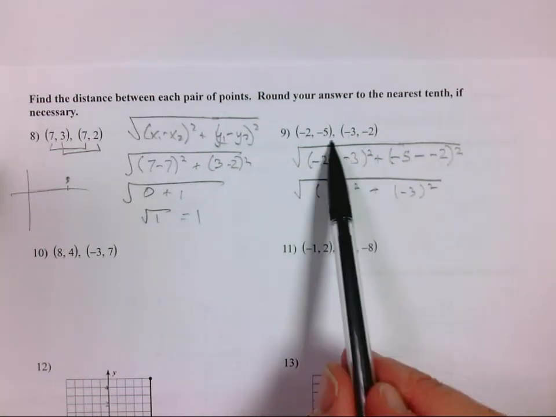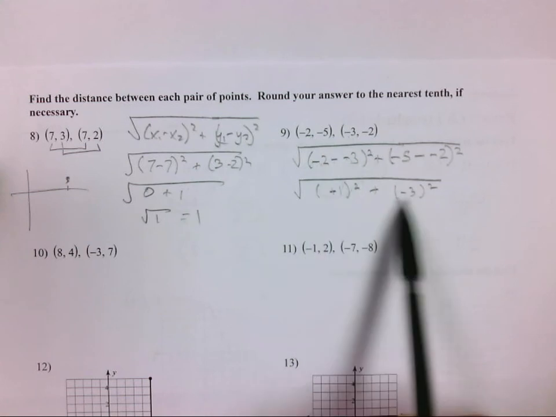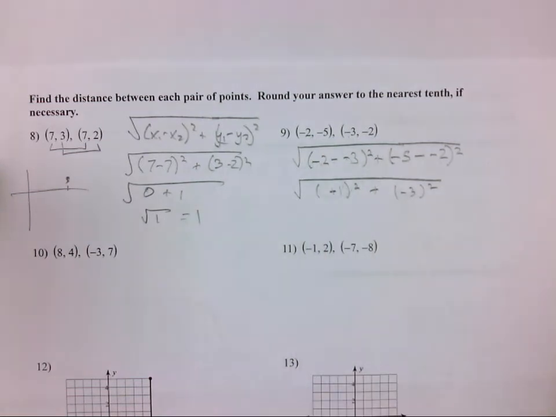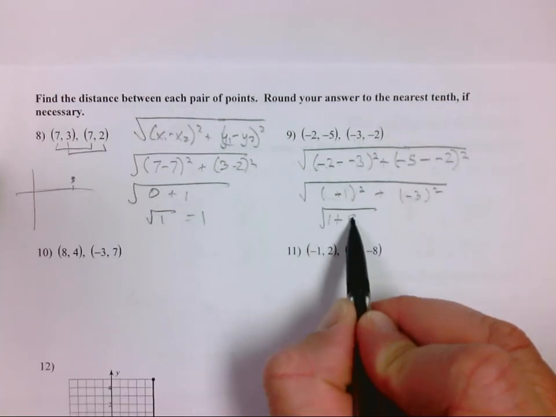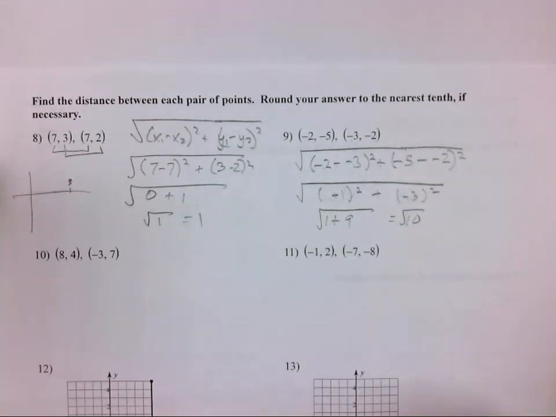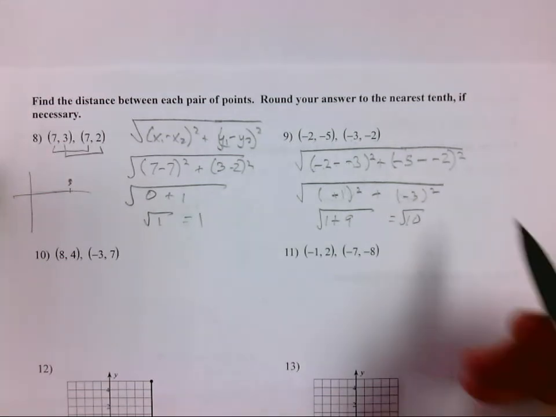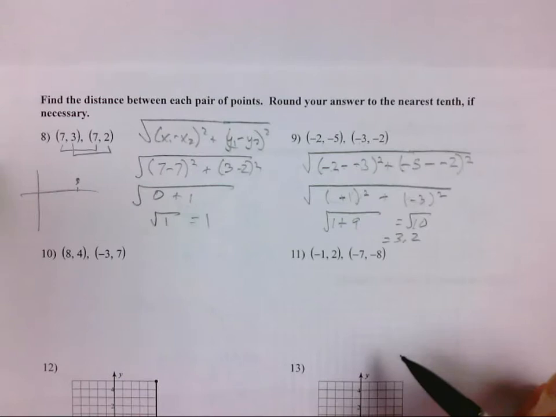So this is 1 plus 9. So it's the square root of 10, and then you can change it to a decimal. I think it's 3.2 when you hit the square root button. Okay? And do one more, just thinking about that net distance.